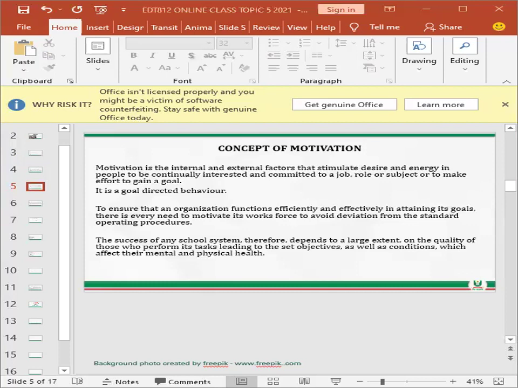To ensure that an organization functions efficiently and effectively in attaining its goals, there is every need to motivate its workforce in order to avoid deviation from the standard operating procedures. The success of any school system therefore depends to a large extent on the quality of those who perform its tasks leading to the set objectives, as well as conditions which affect their mental and physical health.